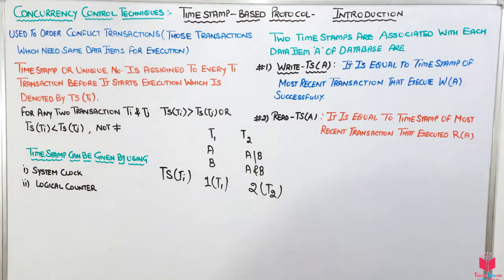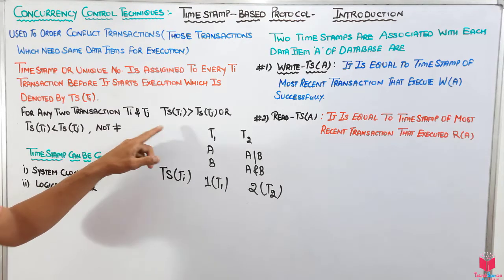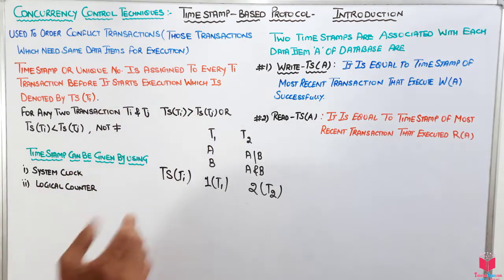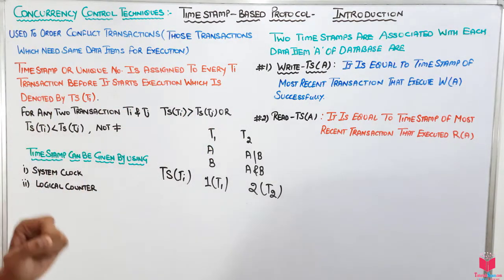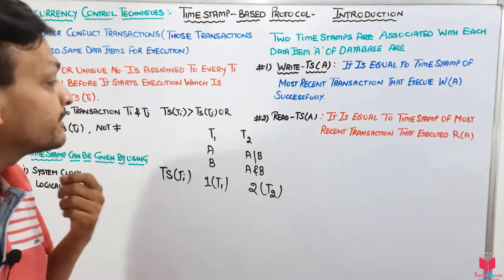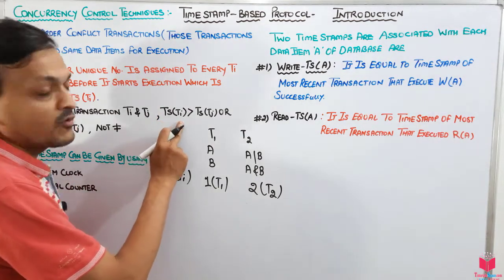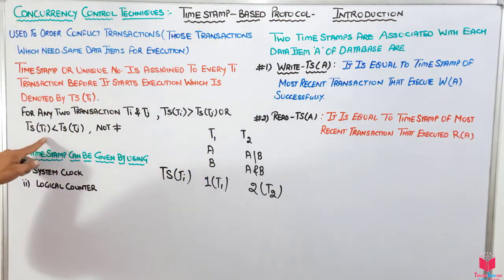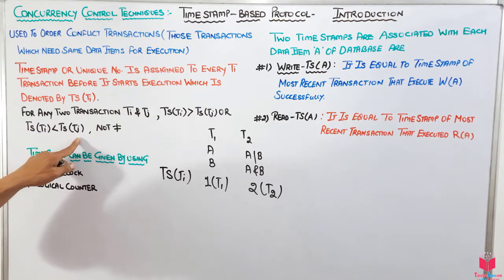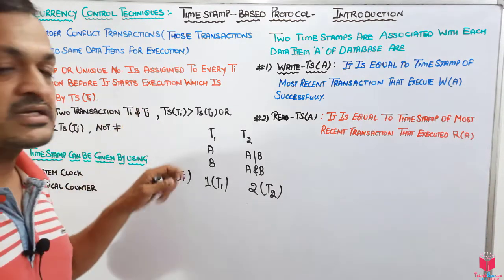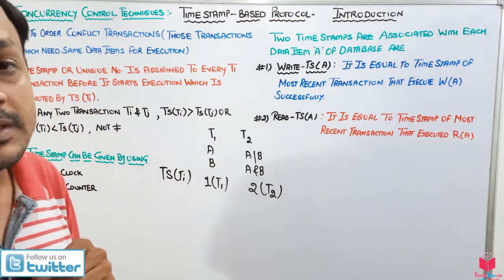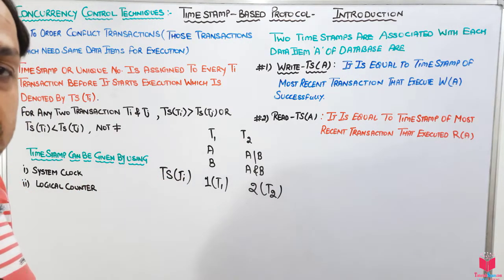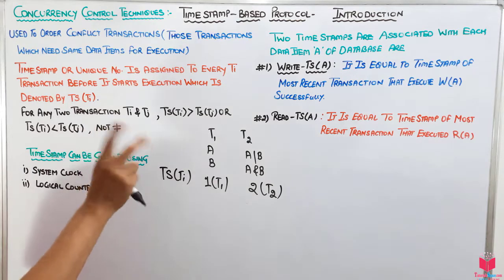After that, suppose for any two transactions Ti and Tj, TS(Ti) is greater than TS(Tj) or TS(Ti) is less than TS(Tj). We read it as: for any two transactions, Ti and Tj, the timestamp of Ti is greater than the timestamp of Tj, or the timestamp of Ti is less than the timestamp of Tj. That means two transactions will not have the same timestamp. They will always have a less than or greater than relation, but not an equal sign.